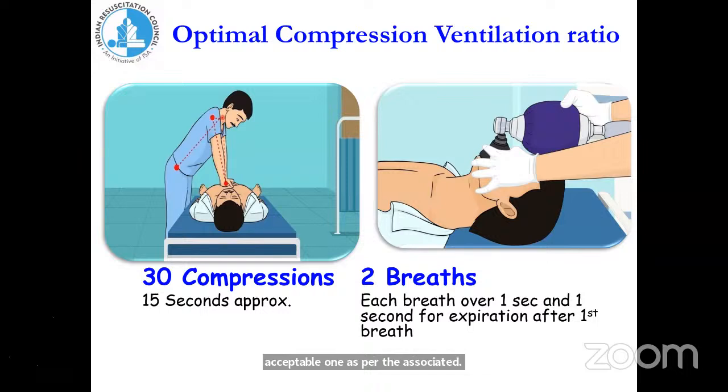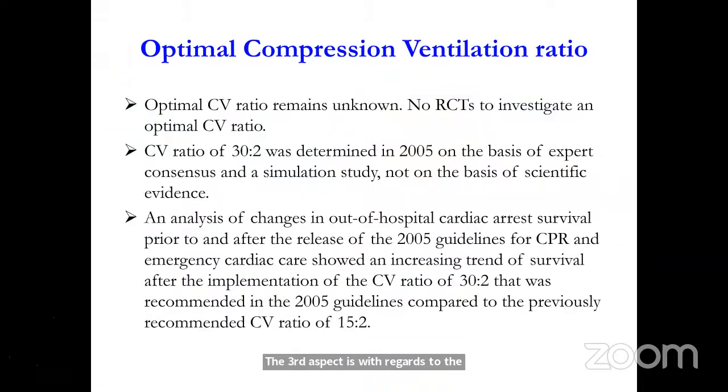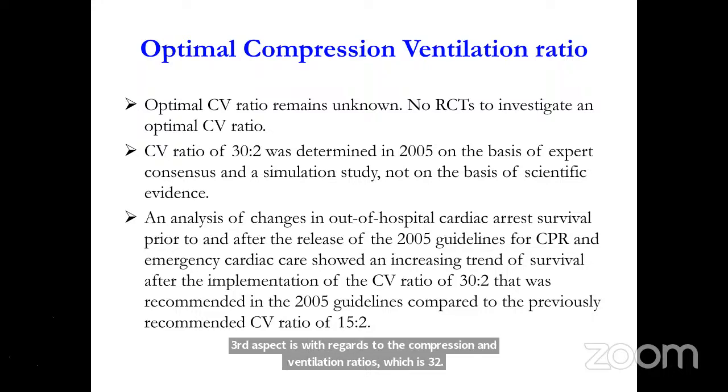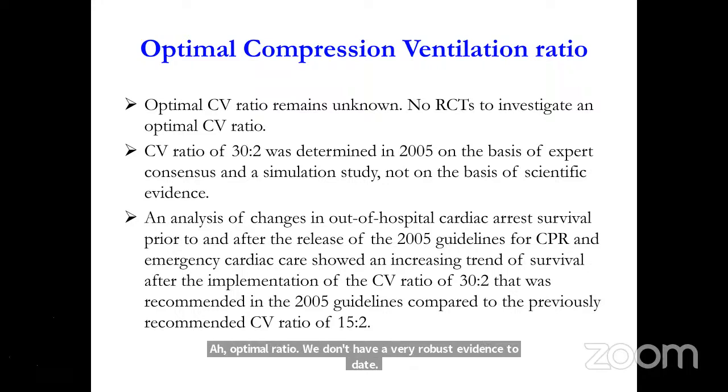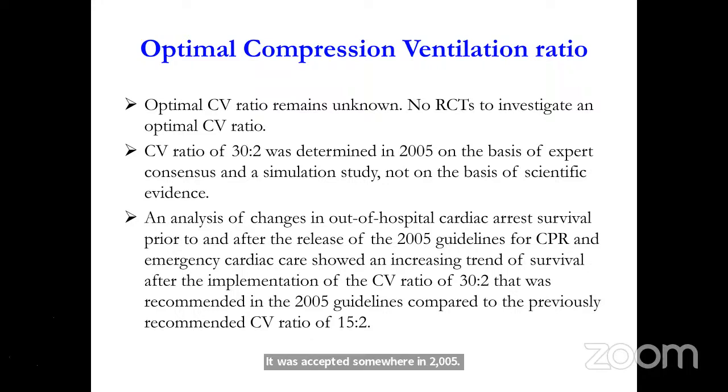The third aspect is with regards to the compression and ventilation ratio, which is 30:2. For this optimal ratio, we don't have very robust evidence to date. It was accepted somewhere in 2005. Earlier, it was 15:2 in the previous guidelines before 2005.